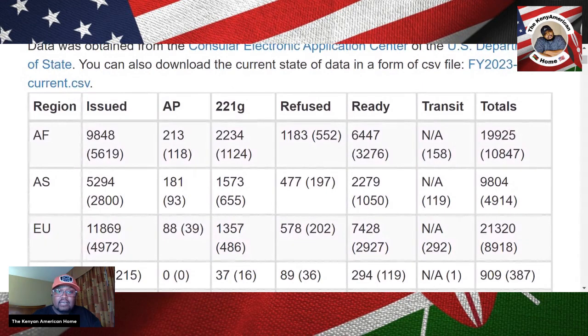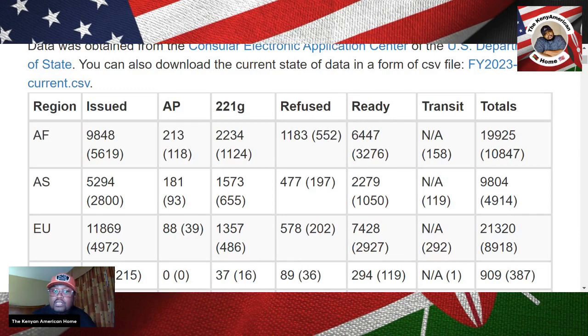About 1,124 cases are in 221G administrative processing, and about 552 cases, 1,183 people, have been refused. If you look at that column, Africa refused, you have 552 cases. But each case is maybe a family that was selected, like a husband and kids. That's why the case number is small but the number of people is big, because sometimes two or more people are in each case.